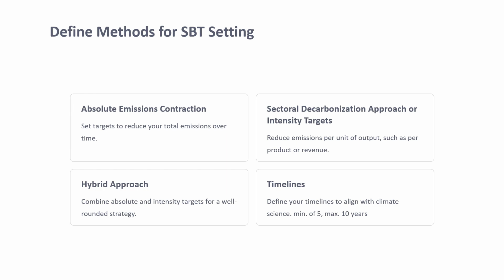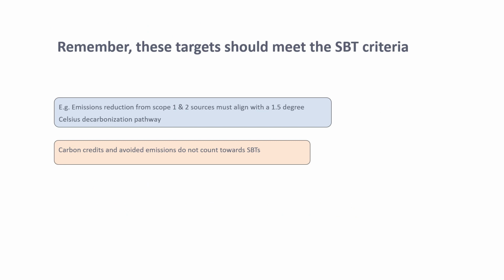But keep in mind that annually you need to review and understand what you're doing, the targets you're setting, and how it's aligned, and that you're actually making impact as opposed to just running with it till 10 years and realizing that nothing has been happening. Remember that these targets should meet the SBT criteria.